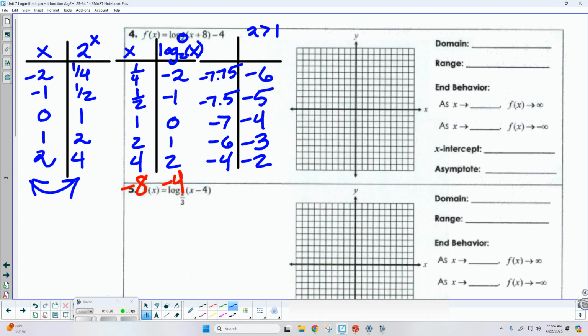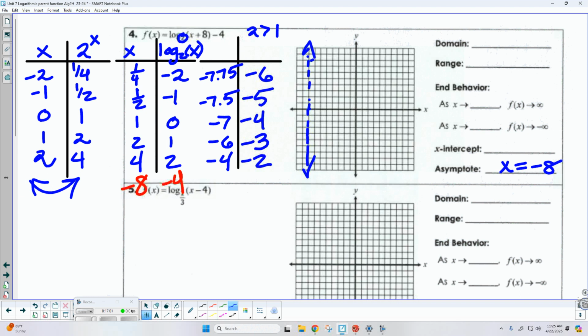-7.75. Here we go. Remember, for logs, the only transformation capable of moving that vertical asymptote is the horizontal shift. So if it was originally at 0 and we're going to shift it 8 left, that's exactly where my asymptote should be. 1, 2, 3, 4, 5, 6, 7, -8 right there. So I'm going to go ahead and set my asymptote, x equals -8.